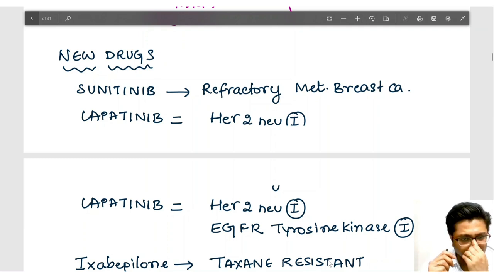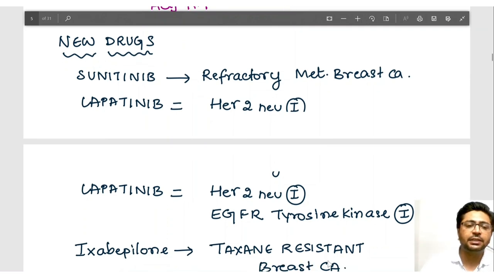If the patient is taxane resistant, then we are going to give the patient ixabepilone. And there is one more drug, lapatinib. It is nothing but the inhibitor of HER2/neu and also the inhibitor of EGFR tyrosine kinase. So remember three drugs: sunitinib, lapatinib and ixabepilone.